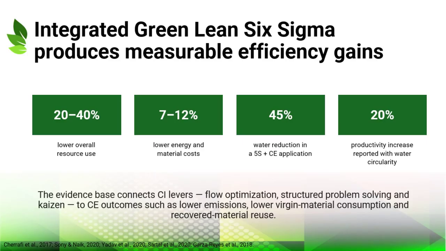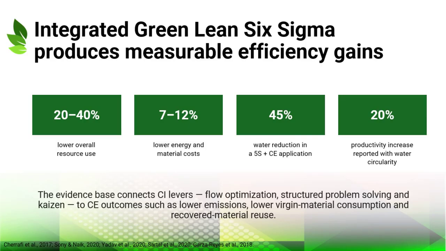The chapter reports that integrated Green Lean Six Sigma programs can produce measurable efficiency gains. Empirical studies cited in the source document show reductions of 20 to 40% in overall resource use and 7 to 12% in energy and material costs. Another example connects 5S implementation with circular economy practices, resulting in a 45% reduction in water use and improved productivity. These figures are important because they show that circular improvement is not only a sustainability aspiration. It can create operational and financial benefits.